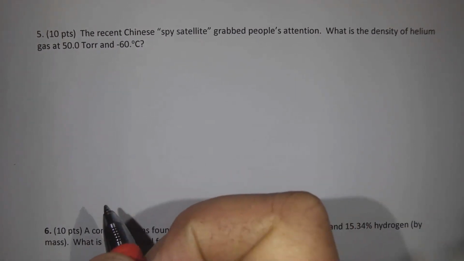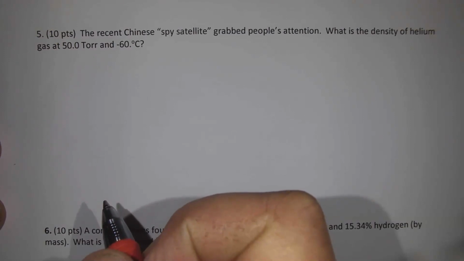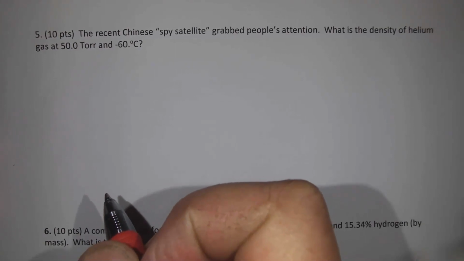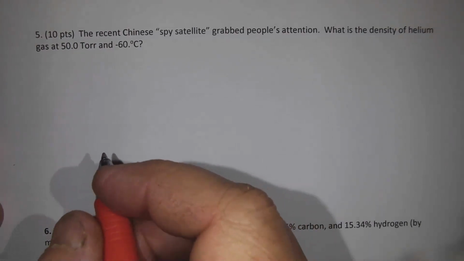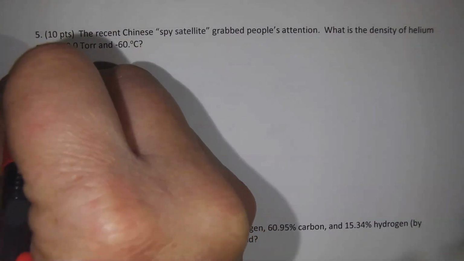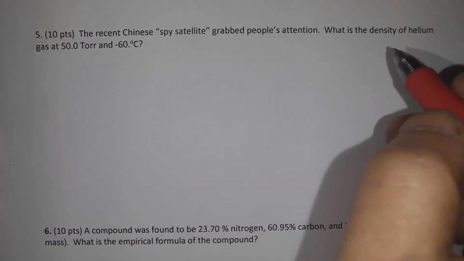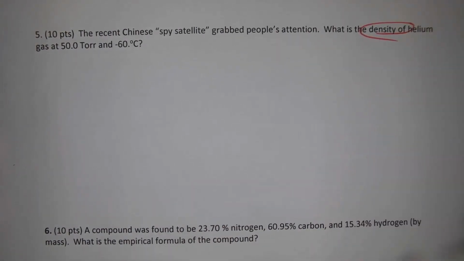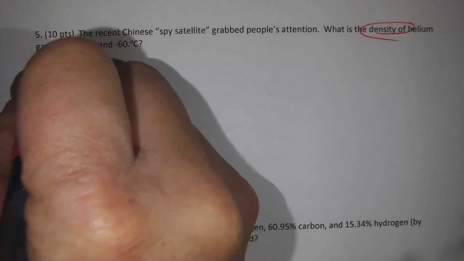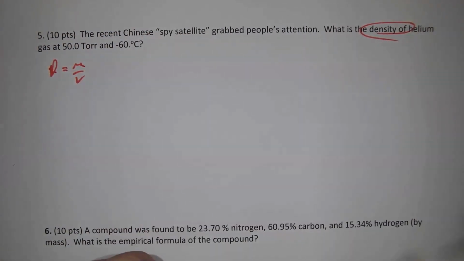Anyway, first one, we got this thing about calculating the density of helium at a very low pressure and a low temperature. A couple ways to start this. I tend to describe this as being kind of an easy way. The first thing we should do is recognize what this is. So we're trying to calculate the density. So absolute first thing to do is write out density equals mass over volume.